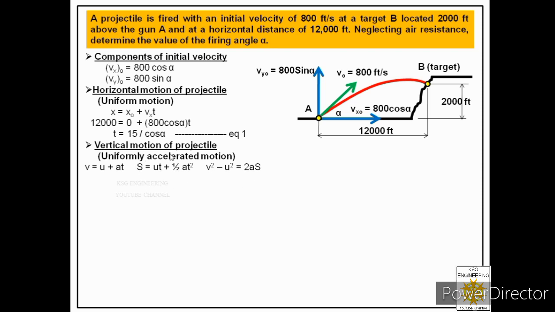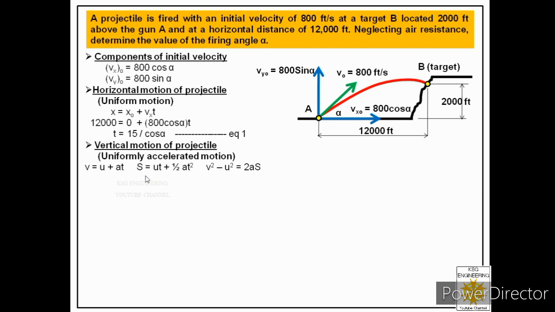So it is better that we should use the second equation. So let us observe this second equation now. s over here is the distance moved by the projectile in y direction, and that distance is between point B and A in vertical direction, and that is 2000 feet. And u over here represents the initial velocity of the projectile in y direction, that is vy naught, and we know the value as 800 sine alpha. t is the time taken, that is not known to us. Then a represents the acceleration due to gravity, that is g, and t is the time taken by the projectile.